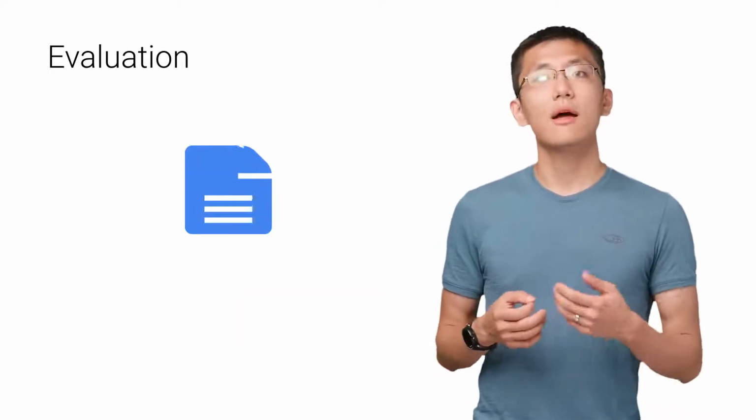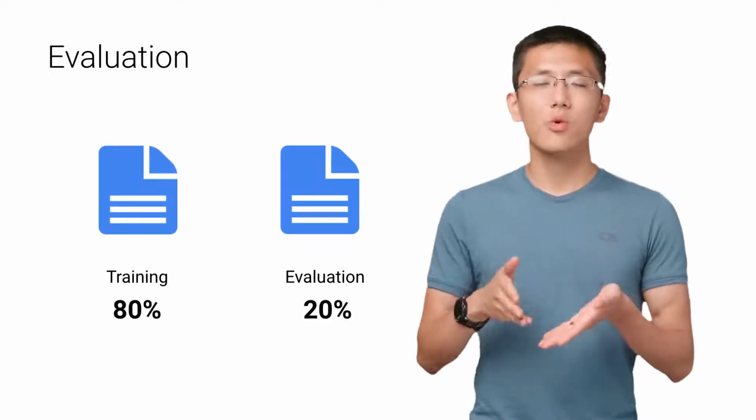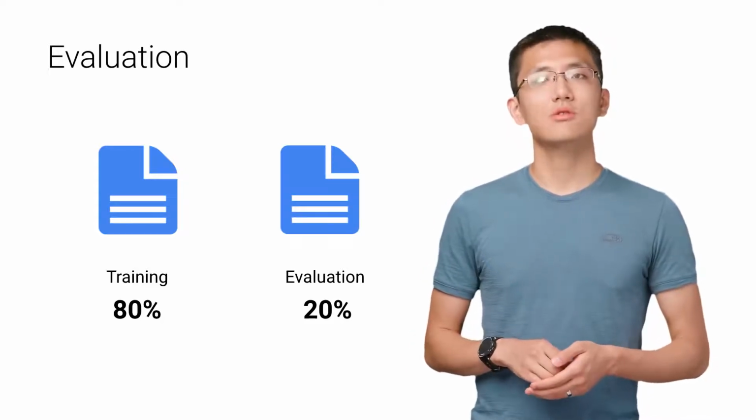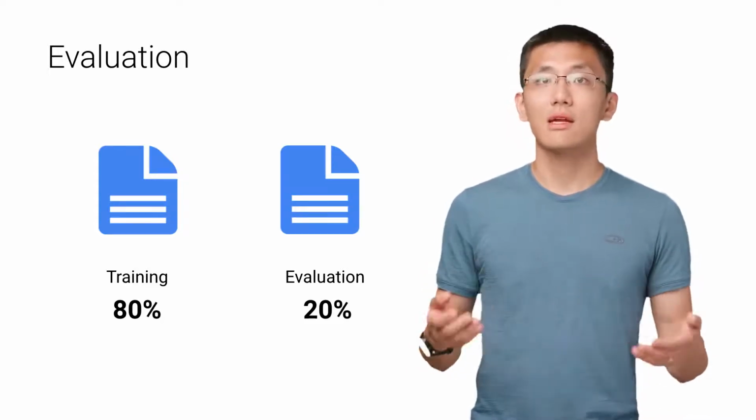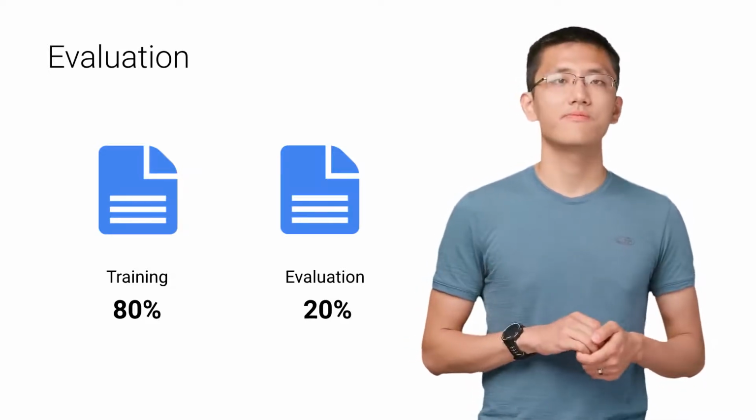A good rule of thumb I use for a training evaluation split is somewhere on the order of 80-20 or 70-30. Much of this depends on the size of the original source dataset. If you have a lot of data, perhaps you don't need as big of a fraction for the evaluation dataset.